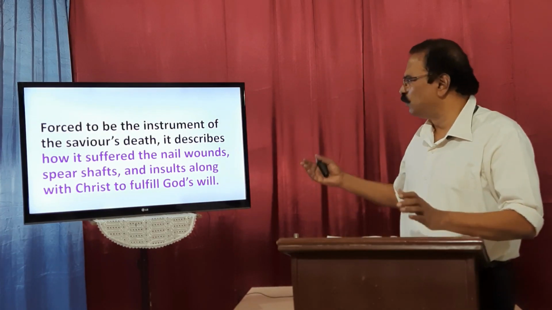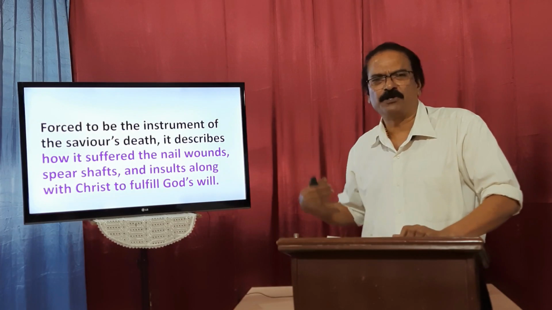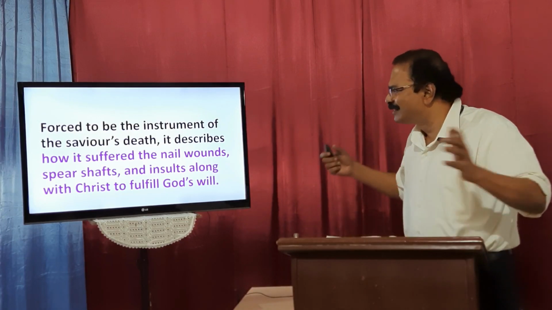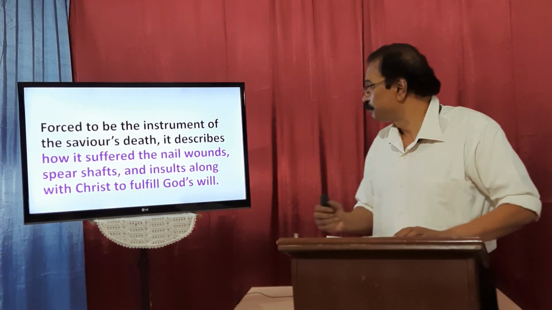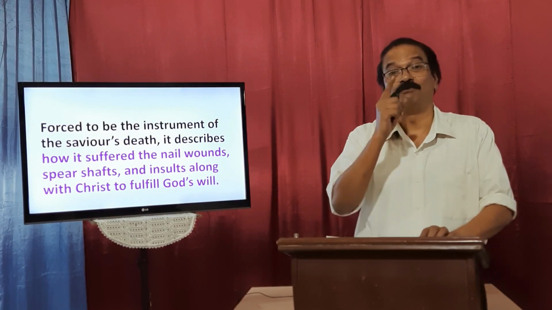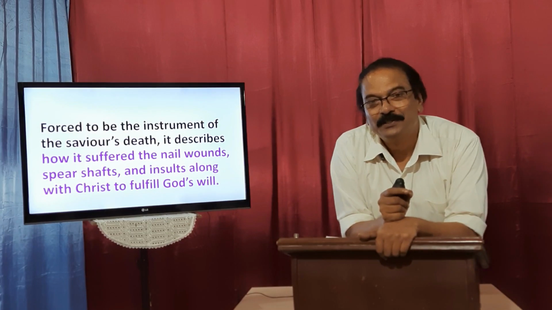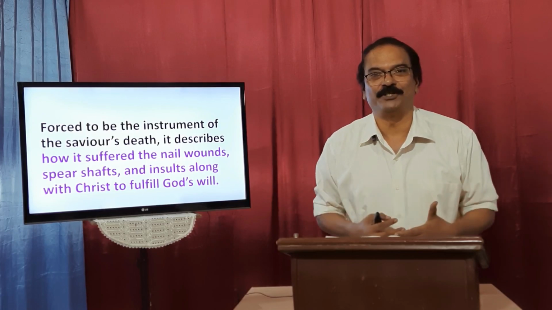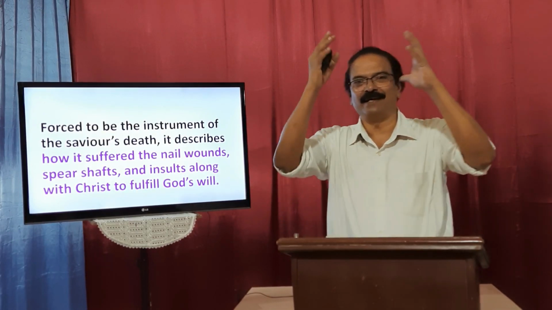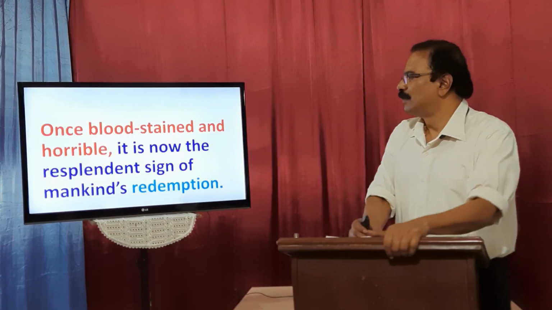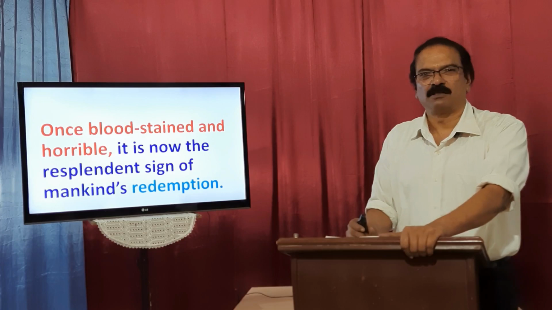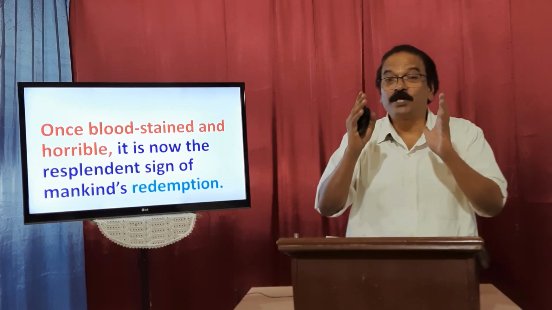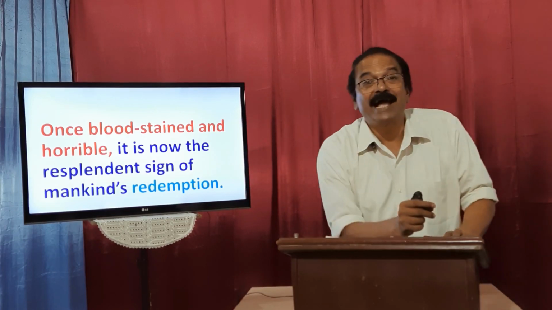Okay, now the wood, then the spear shafts, the torture that the cross received, of course through Christ, from the soldiers around, and the insults that the cross received, along with Christ, to fulfill what? God's will. So the cross says, along with Christ, it also has suffered all sorts of pains and humiliations. And this is a narrator in a dream vision. And once bloodstained, what? The cross, the rood. Once bloodstained and horrible, it is now the resplendent, the brilliant sign of mankind's redemption.